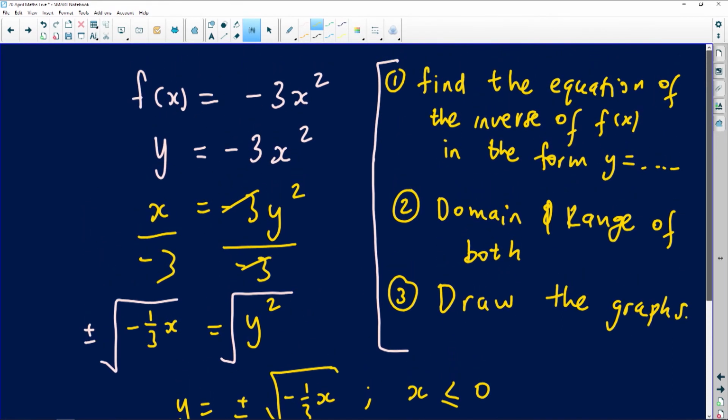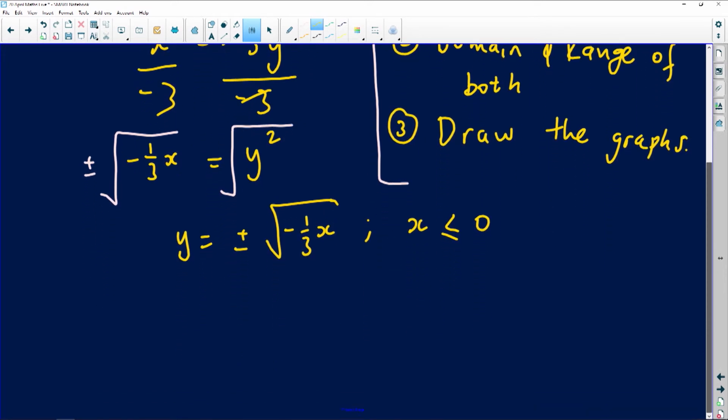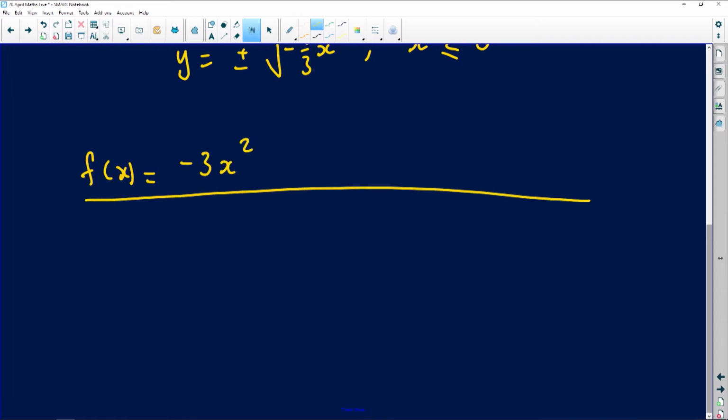Now I'm going to the second part that says we need to write down the domain and the range of both the graphs. Okay, so I'm going to draw a rough sketch of these graphs. This is the mother graph of an example of a simple parabola. So the original graph of f of x has the equation negative 3 x squared. And its inverse has the equation y equals plus minus the square root of negative 1 over 3x. This is what we are sitting with.